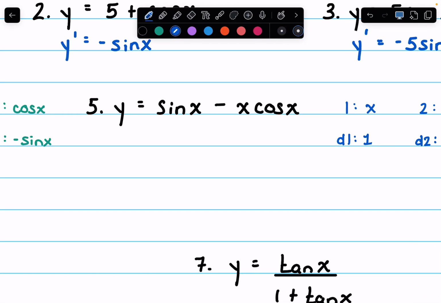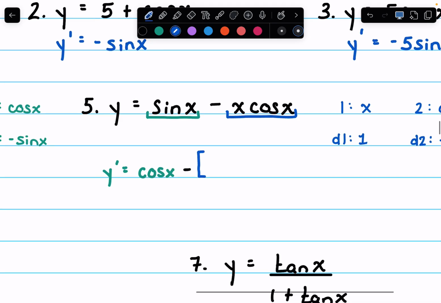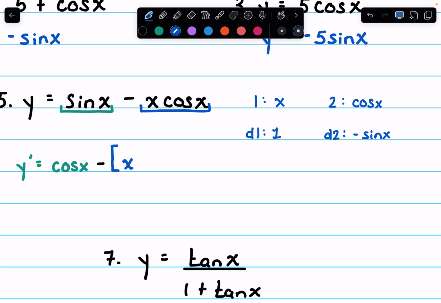Okay? Then we'll take the derivative. So we will take the derivative of sine. That has nothing to do with the product rule. Everybody okay? So I'm doing this portion of it. I'm going to do the product rule with that portion. So the derivative of sine is what? Cosine. Minus, now I'm going to do the product rule. Okay? So I have the first times the derivative of the second plus the second times the derivative of the first.